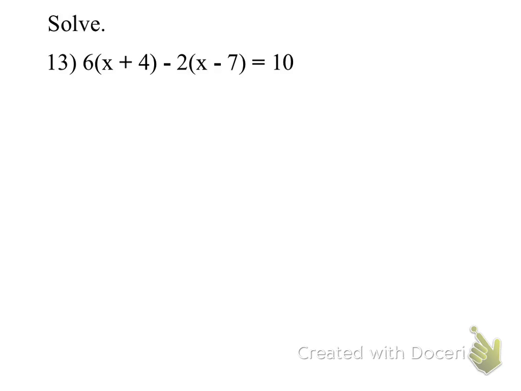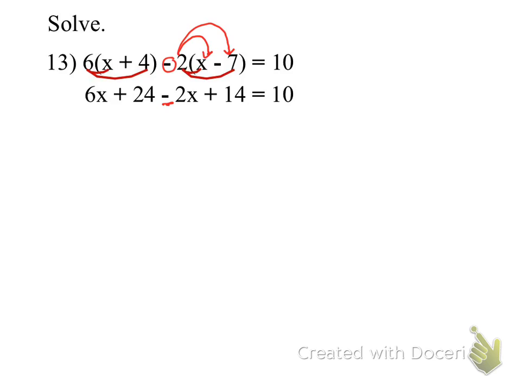Pause the recording, do the... Okay, Noah, go. Okay, so first you need to distribute the 6. Okay, distributing the 6, you would get 6x plus 24. Good. Then you distribute the negative 2. And you get? Negative 2x plus 14. Good. So I just want you to notice that when I distribute here, it's negative times positive. But when I distribute here, we're doing negative times negative, and that makes a positive.